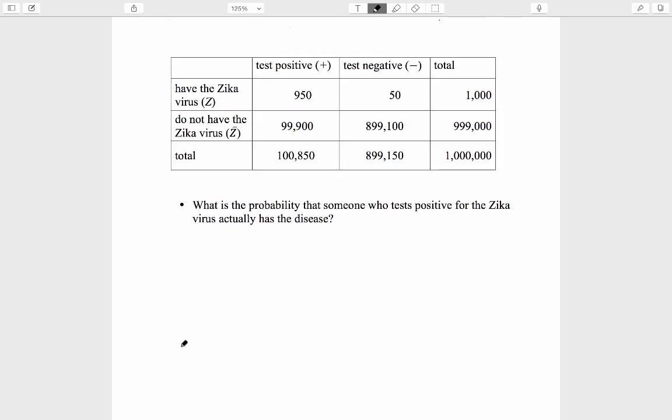Before going on to the next video, answer the following truly pivotal question. What is the probability that someone who tests positive for the Zika virus actually has the disease? In other words, if your friend tests positive for the disease and is very nervous about what this means, how likely is it that your friend really does have it?